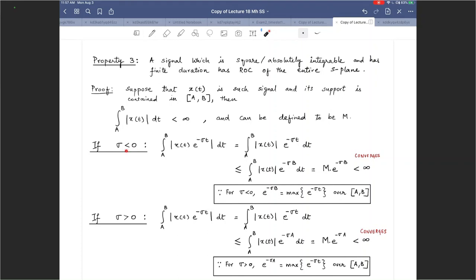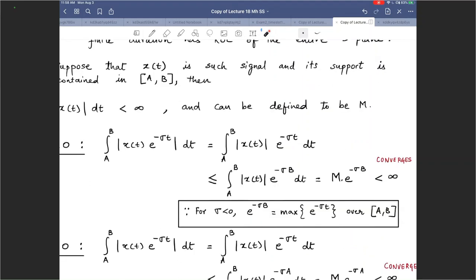Consider two cases: sigma is less than 0 and sigma is greater than 0. We are saying that the signal will be absolutely integrable between the times for which it is defined, a comma b. We are going to prove this by taking a look at two cases, sigma less than 0, sigma greater than 0, and it has to converge on both. Let's see. You're integrating from a to b the absolute of x of t e to the negative sigma t dt. Sigma is a real quantity, so you can break that up into absolute of x of t times e to the minus sigma t dt here.